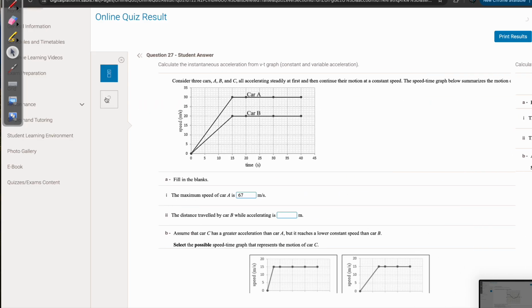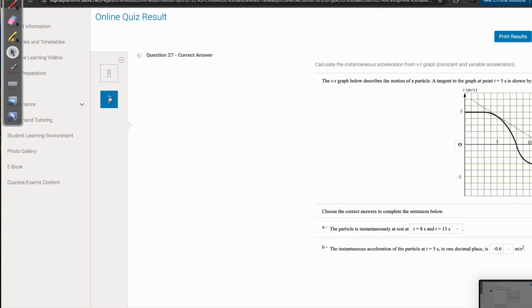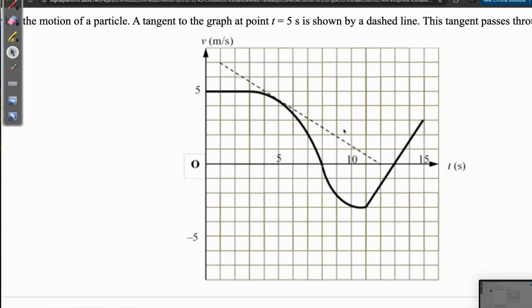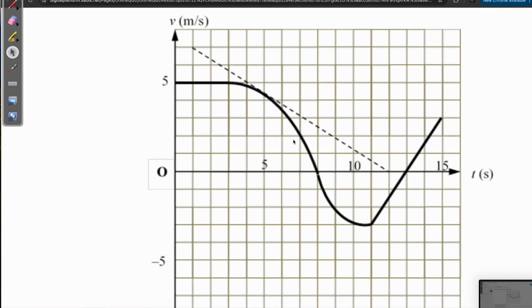Now number 27, which is the last and final question of the day. The particle is instantaneously at rest at. So when the particle is instantaneously at rest, it is when it touches the origin, which are at these 2 points, which are at 8 seconds and 13 seconds.